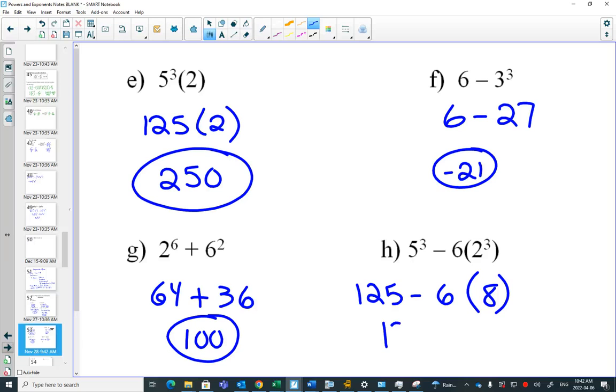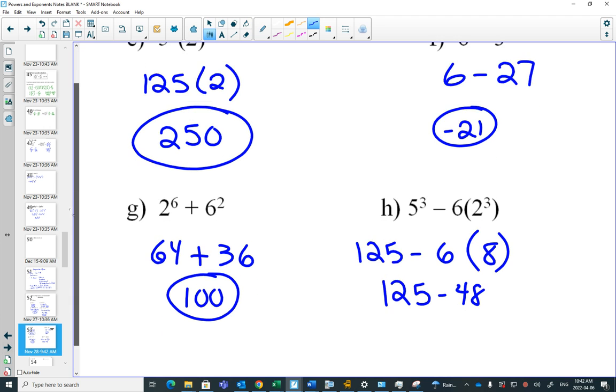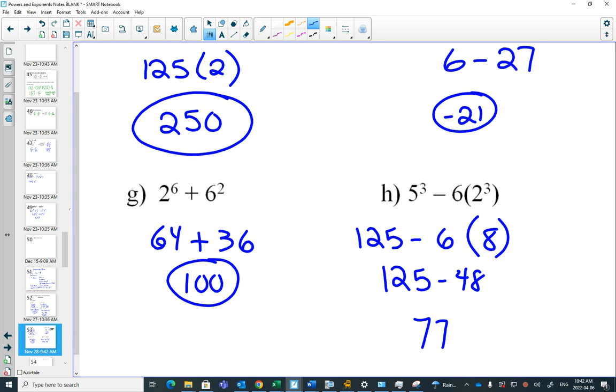So we got 125. Now the multiplication would come next. 6 times 8, 48. 77? It is.